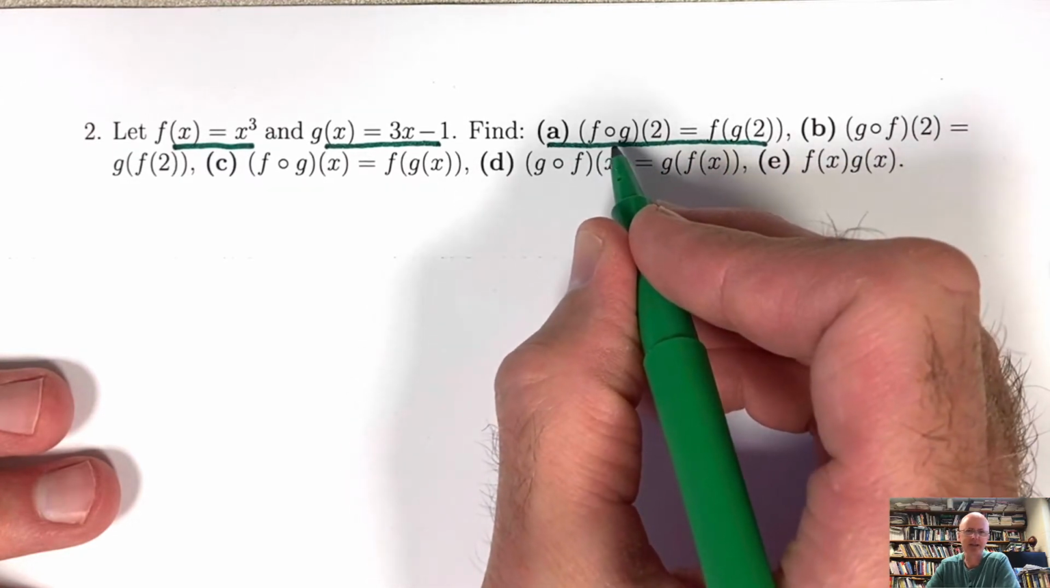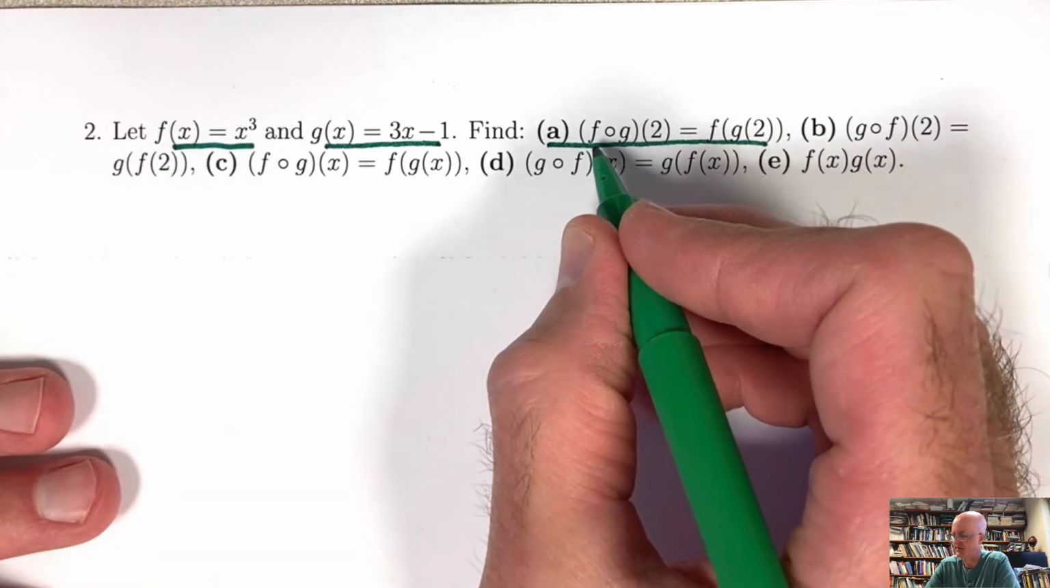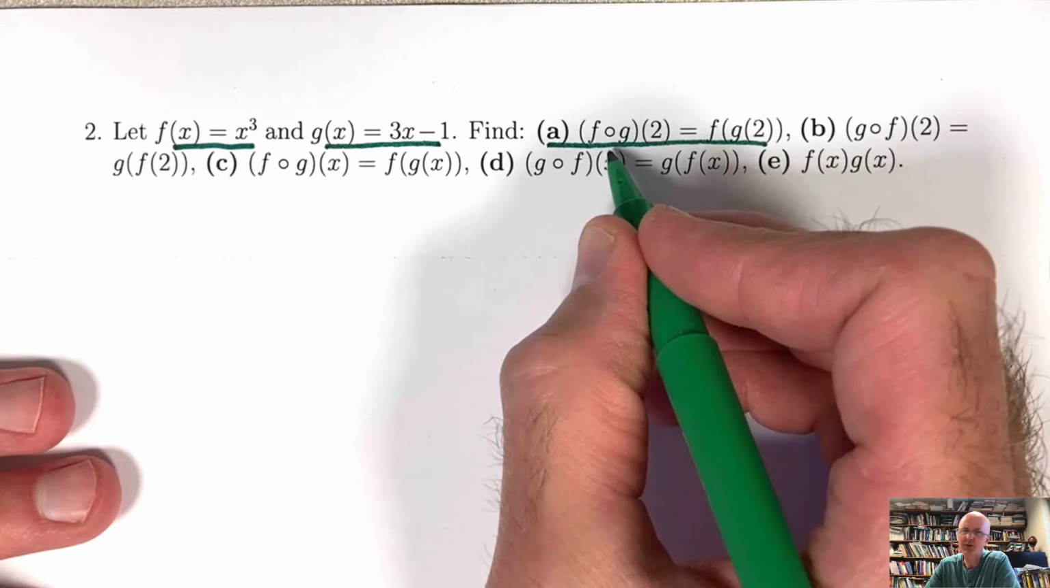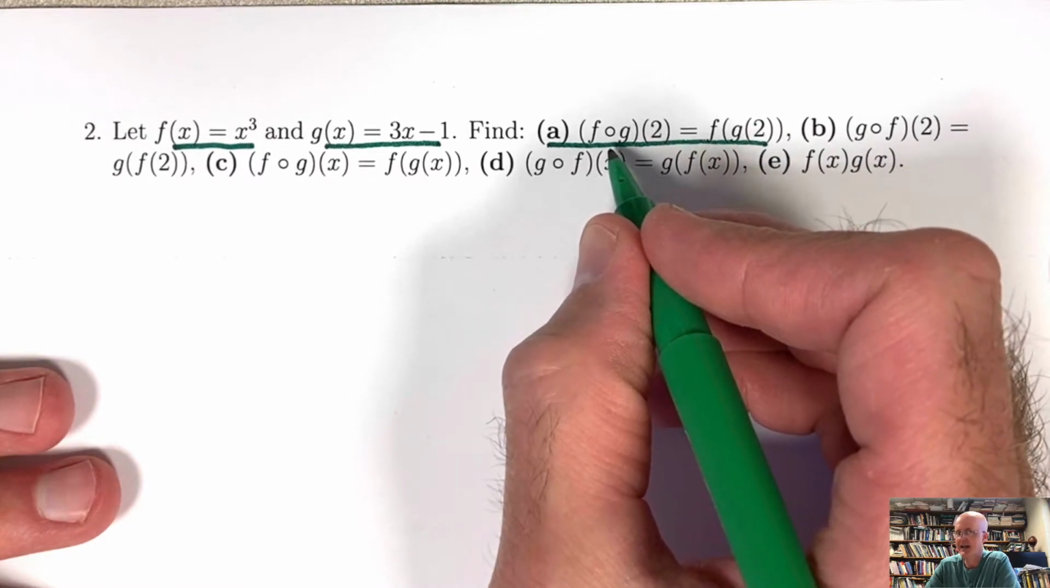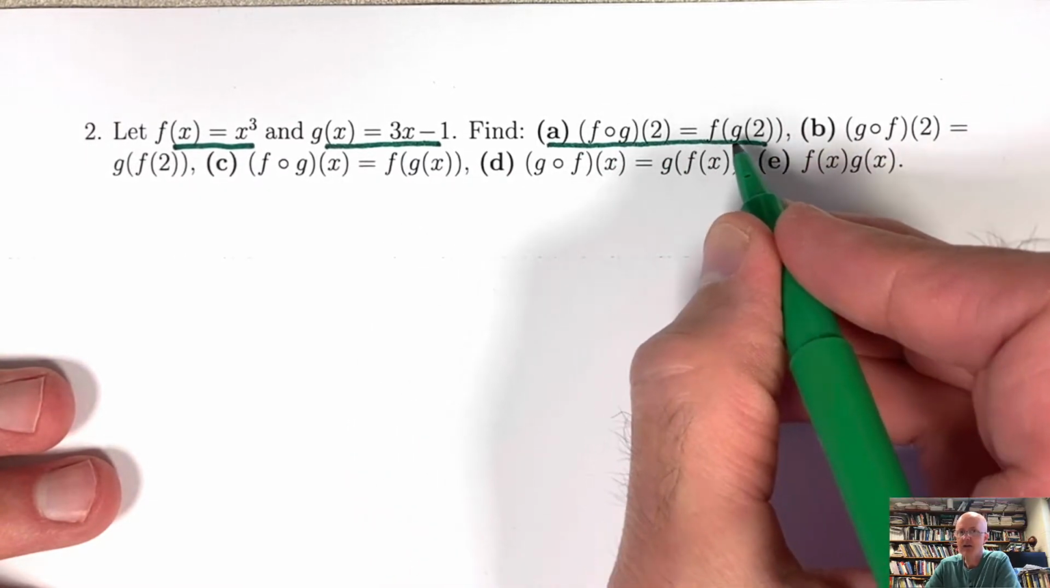F, what's that? That's a circle, a composition operator if you want to be official about it. F circle G, or F compose G of 2. Some books don't use this notation. I like emphasizing that some mathematicians do use it, so you want to be aware of it. What does it mean? It means do F of G of 2.